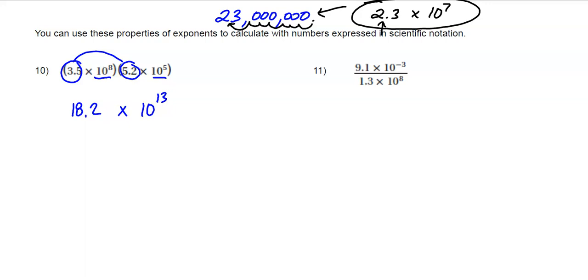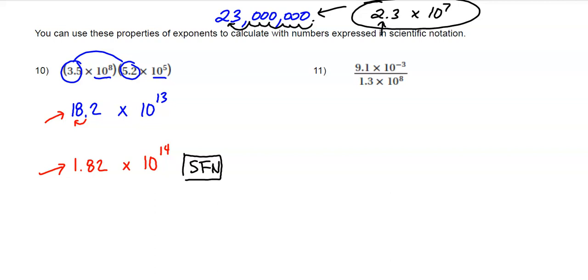Now, my answer is not expressed in scientific notation because I have a little bit of a problem right here, because it's not a number that's 1 through 10. So to make it 1 through 10, I need to move the decimal one more place. But since I moved it 1 to the left, I need to increase my exponent by 1, so that they represent the same number. Both of these represent the same number, except this one is now in scientific notation.